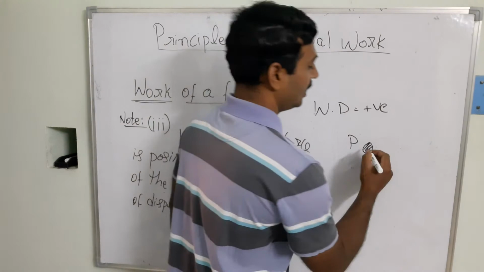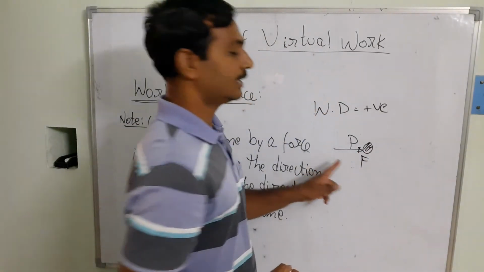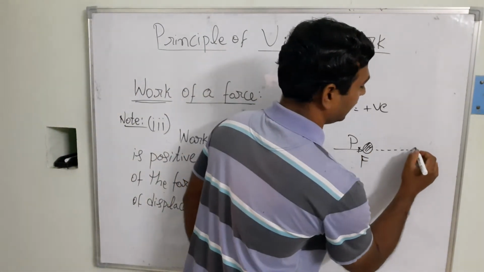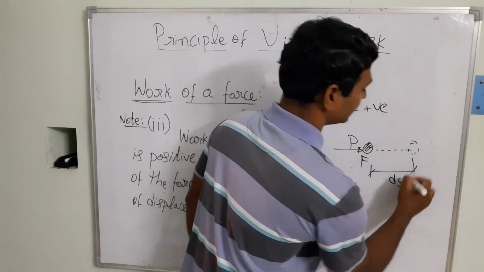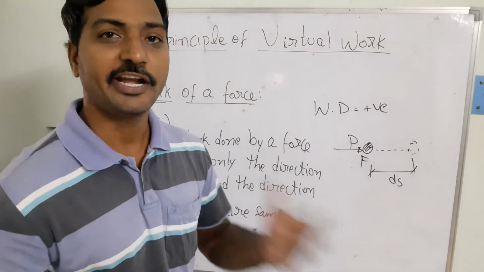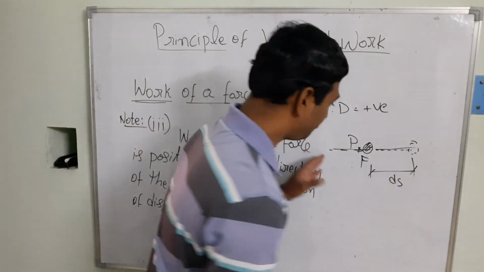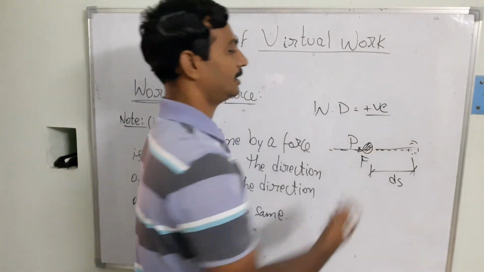In these conditions, this is the particle P. One force F is acting on this particle, and then the displacement takes place. This is ds, the infinitesimal displacement. So the line of action of the force and the line of action of the displacement match. Then the work done is positive.